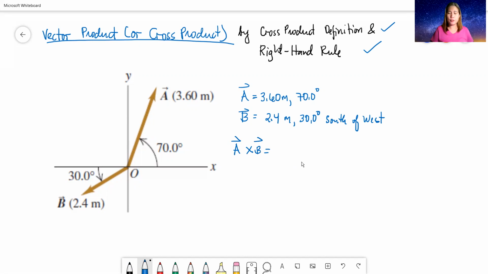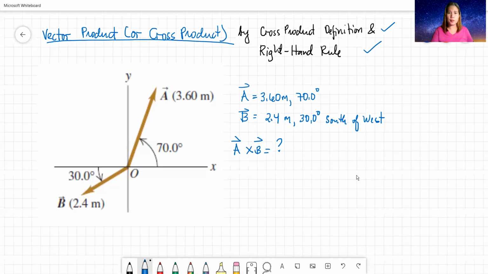If you further examine, the given unit is a unit of length, meters. So these vectors A and B could be position vectors or displacements. Let's say we are to determine the cross product of A with B, because A comes first and then B. We learned previously that cross product is non-commutative. So A cross B is not equal to B cross A.